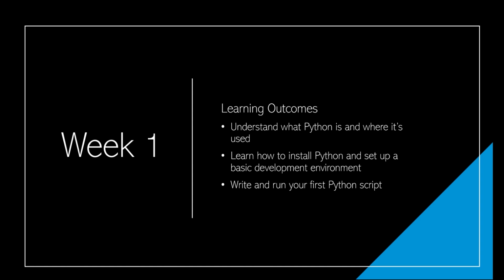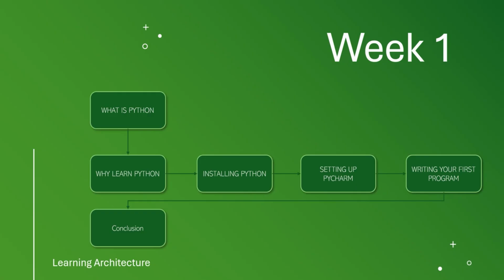And these are the learning outcomes. You can understand what Python is all about, where it is used, learn how to install Python itself and a basic development environment, and write and run your first Python script. And this is what the architecture looks like. You can start with what's Python, learn what Python is all about, install your Python, set up PyCharm, write your first program in PyCharm, and then conclusion. Ultimately, the tool to be used in this course is PyCharm, which is preferred industry-wise as well.